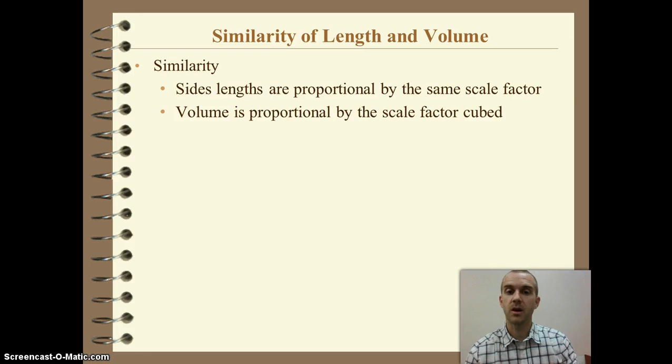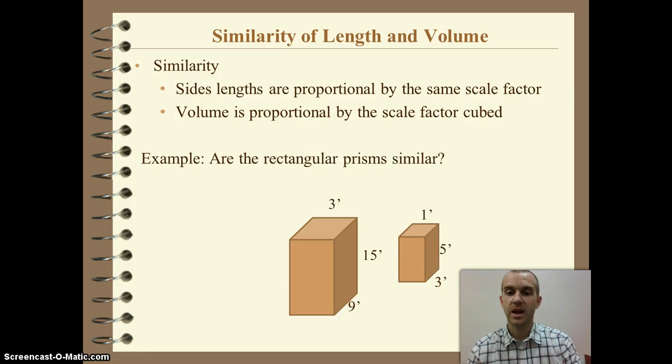Now when we talk about volume, we still can use that idea that we start with the scale factor of the sides, and then the volume will be proportional by the scale factor cubed. Because you think about it, you have a length, a width, and a height, so that's scale factor times scale factor times scale factor, or cubed. So say I have this problem here and I want to know, are the prisms similar to one another?